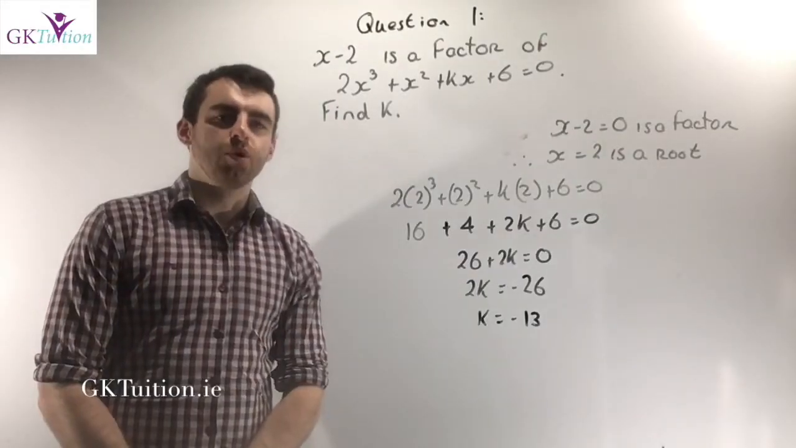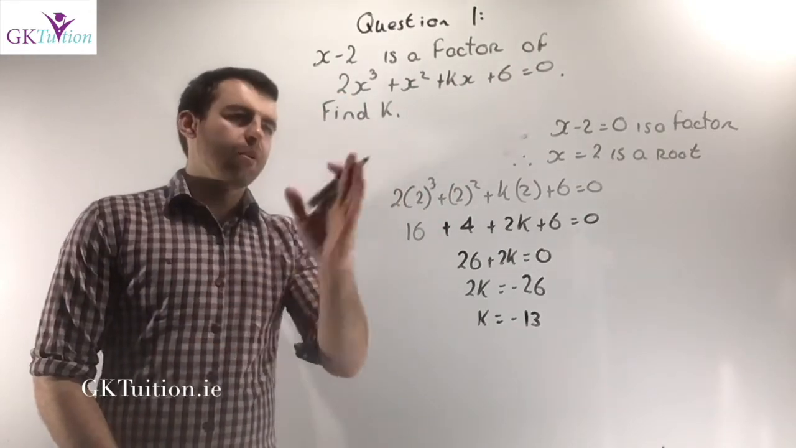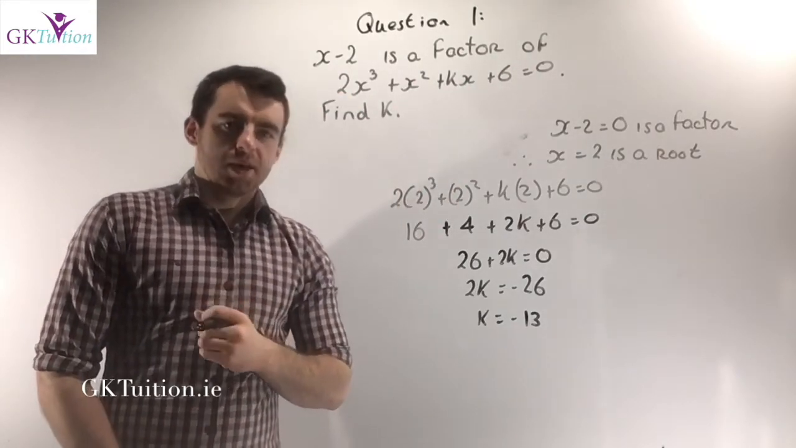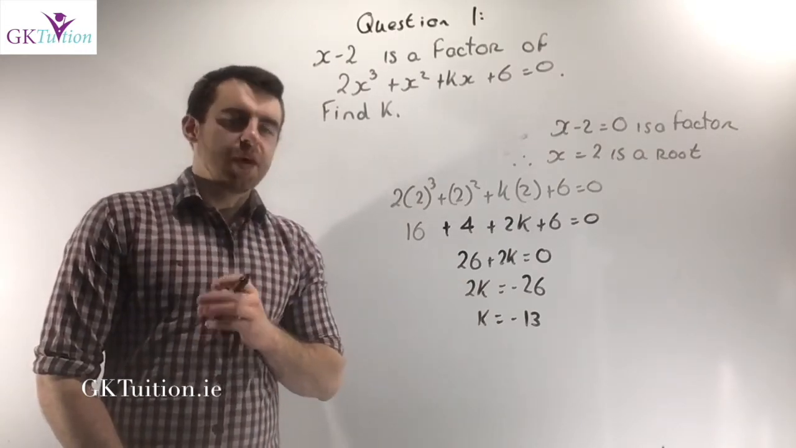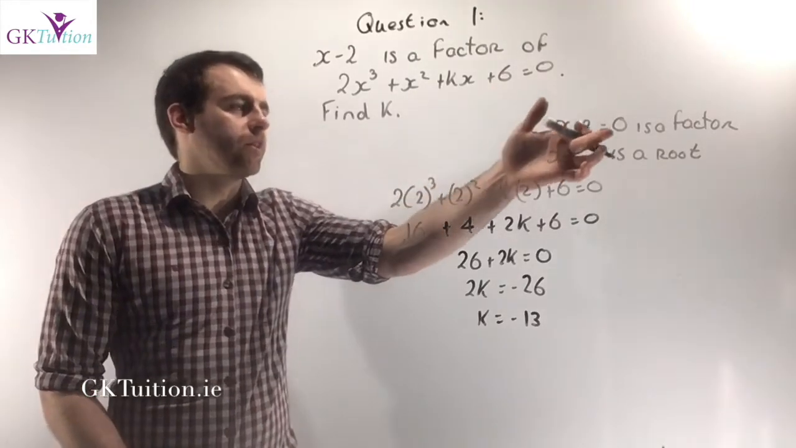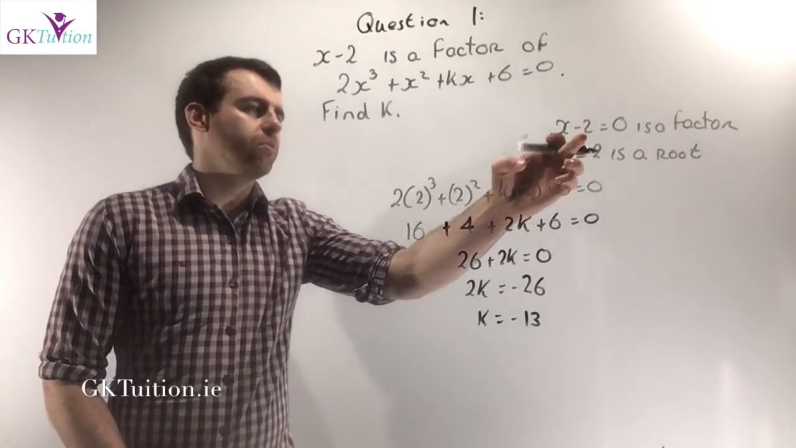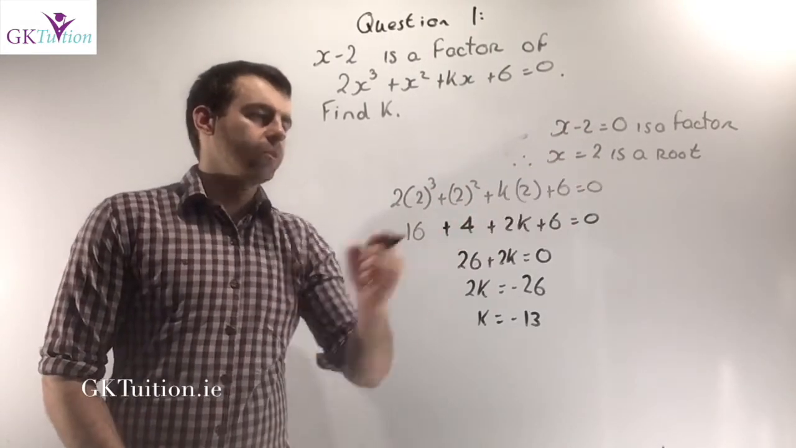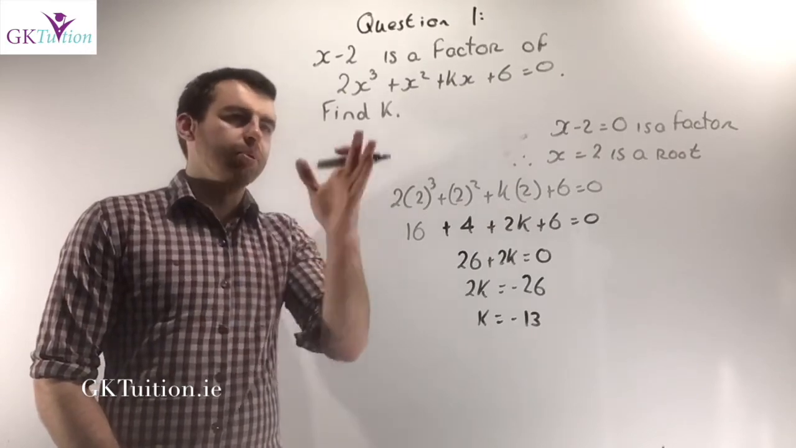Okay, so in question 1, we were told that x minus 2 is a factor of this cubic, and we were asked to find the value of k. Now there's 2 ways of doing this, and this is obviously the simple way of doing it. The simple way is realizing that if you know a factor of a cubic, you can find the corresponding root. If x minus 2 is a factor, then x equals plus 2 is a root. And if you know one of the roots, you can simply sub it in.